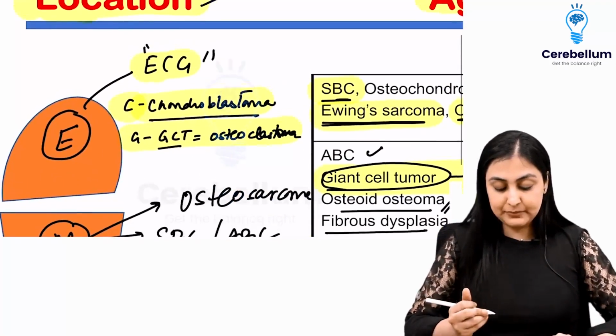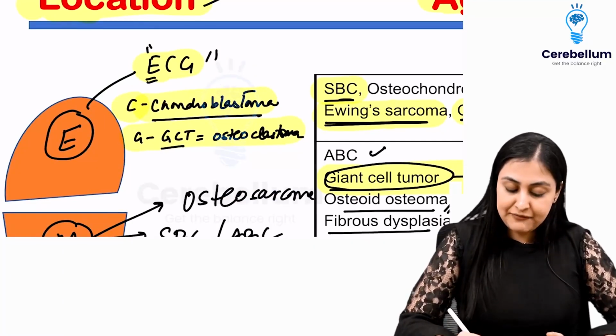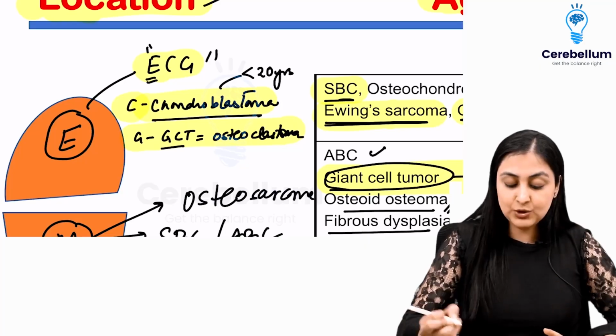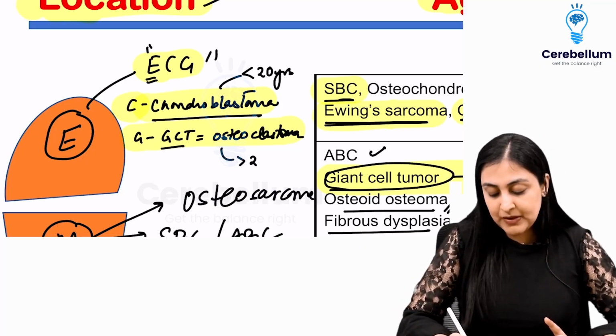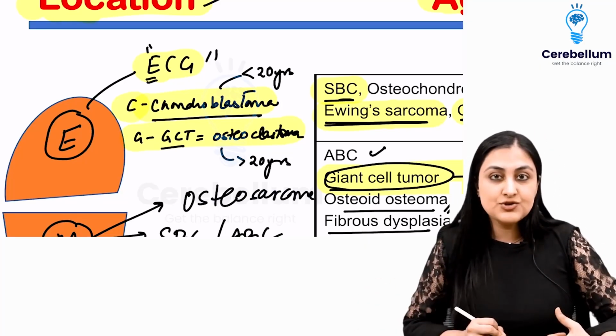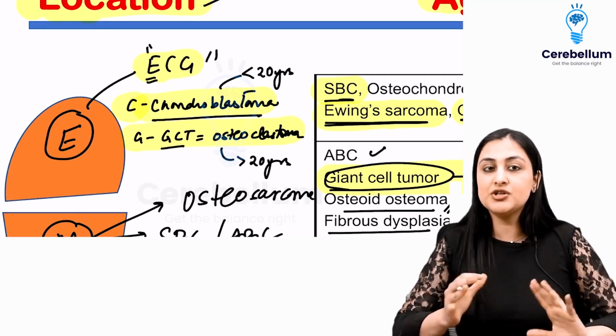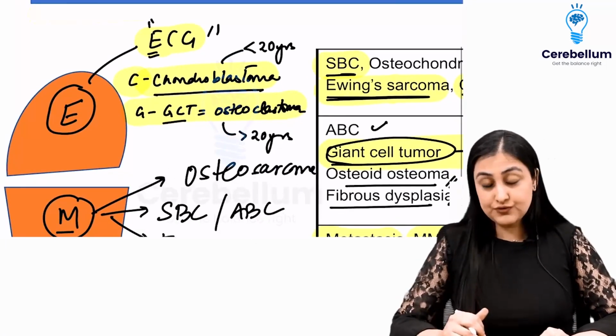So to give you an example, if I have an epiphyseal tumor, if I see that the patient's age is less than 20 years, it is chondroblastoma. If it's more than 20 years, it is GCT, right? So apart from the morphology, these are going to be very, very useful to us.